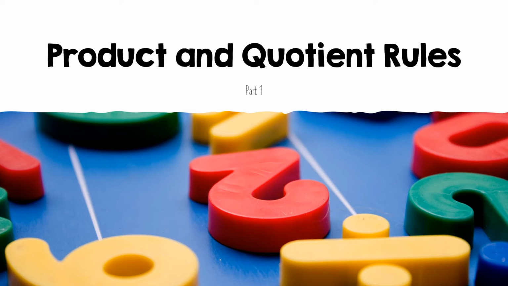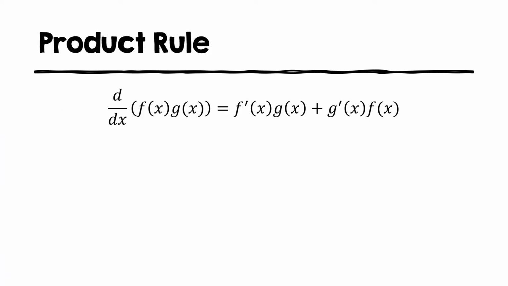Product and quotient rules, Part 1. Both the product rule and the quotient rule can be found using the limit definition of the derivative. However, you're not expected to prove that these rules exist, you're just expected to apply them.